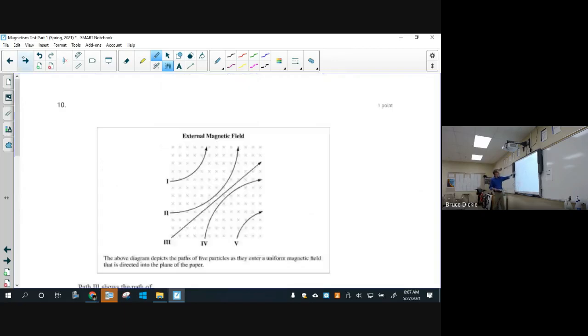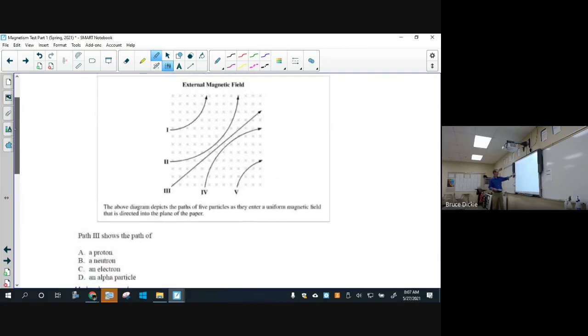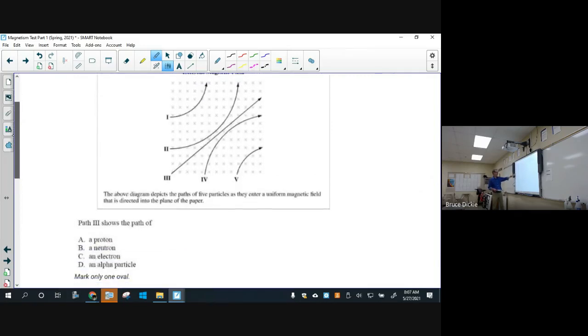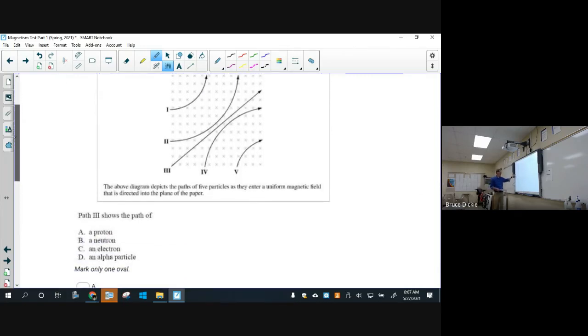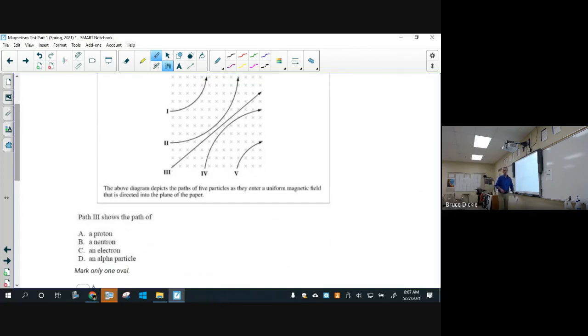The next one, same box of information there. We want to know this time what path 3 shows. Path 3 is a straight line. And if we have something that's not deflected by a magnetic field, then that must mean that it doesn't have charge. And the only thing that doesn't have charge here is a neutron. Neutrons have mass. They're deflected by a gravitational field, but they don't have any charge, so they're not deflected by a magnetic field. These are answer for this next question.